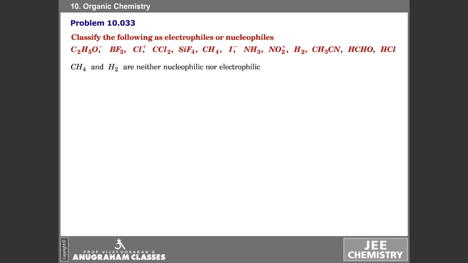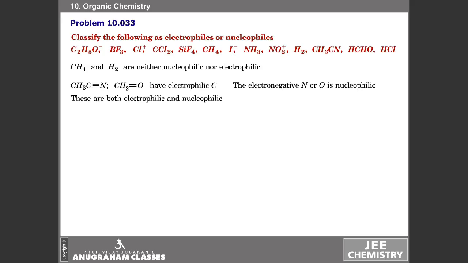CH3CN and CH2=O have an electrophilic carbon center, and the electronegative nitrogen or oxygen can become the nucleophilic site. By electron redistribution, carbon can get a positive charge and nitrogen or oxygen can gain a negative charge, which will make carbon the electrophilic center and the nitrogen or oxygen the nucleophilic center. So these can act both as electrophilic and nucleophilic reagents.